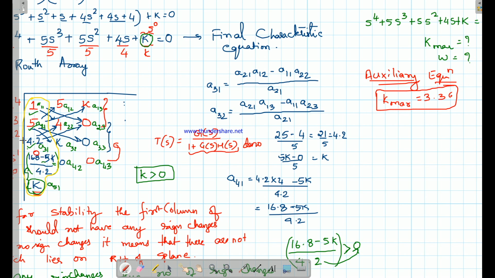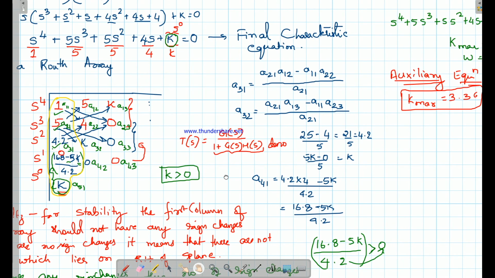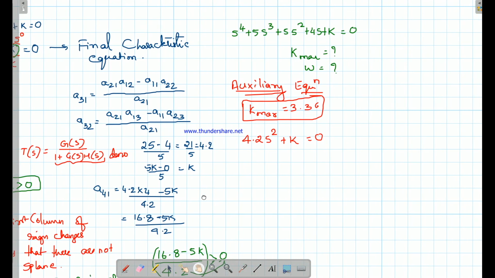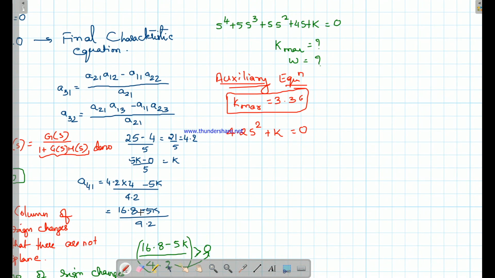Now my job is to write the auxiliary equation, and it will be written in terms of 4.2 and k. What is that 4.2? 4.2 is the row corresponding to s power 2. So therefore it is 4.2 s square plus k into s power 0, which remains as k, equals 0. So this is the auxiliary equation. Now you need to substitute k, which is the margin value, 3.36.